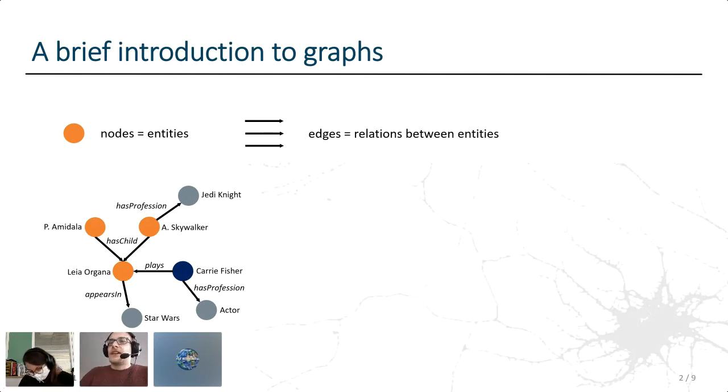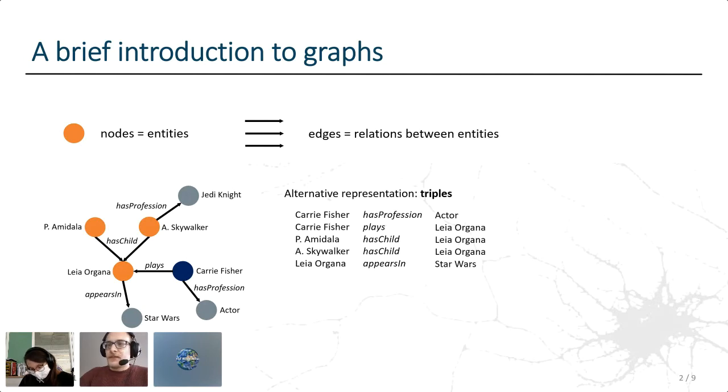A different way to represent this is as a list of triples. This is always subject, predicate, object, or node, edge, node. Like always one of these links here, like Carrie Fisher has profession actor, and we can just summarize the whole graph with a list of these triple statements. So that's an alternative representation of a knowledge graph.